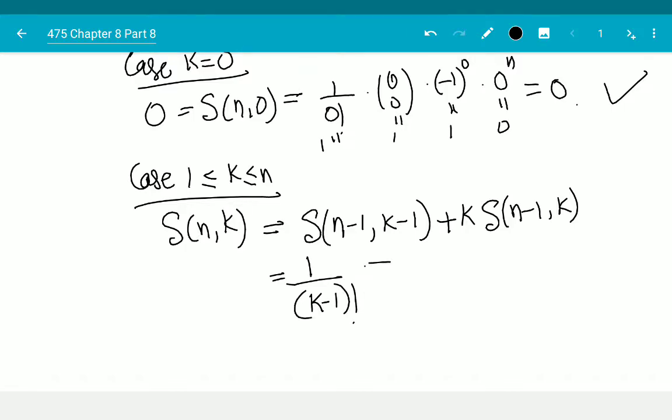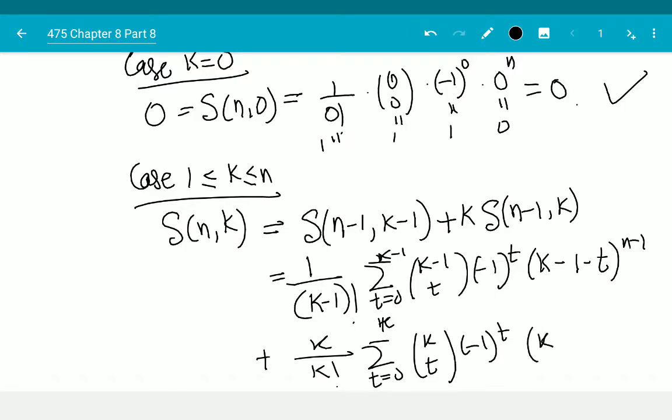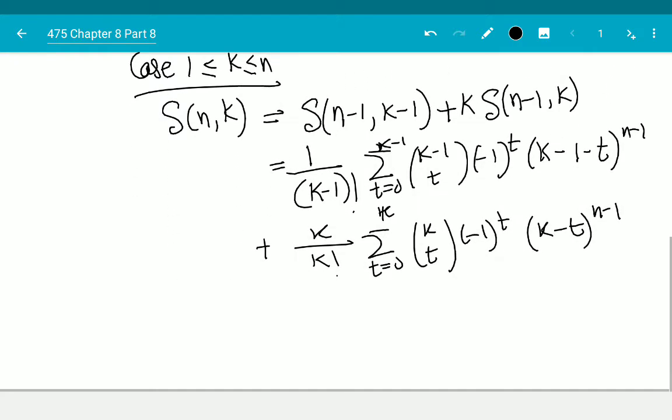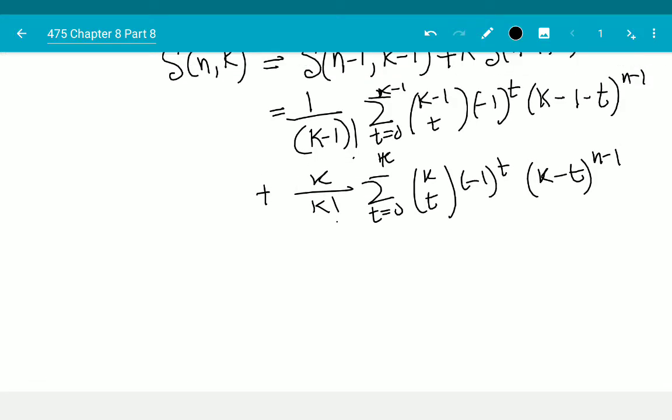Summation t = 0 to k minus 1, (k - 1 choose t), (-1)^t, (k - 1 - t)^(n-1), plus k over k factorial, summation t = 0 to k, (k choose t), (-1)^t, (k - t)^(n-1). Okay, both of these are to the power n minus 1, but one of them has k minus 1 choose t and k minus 1 minus t, the other has k choose t and k minus t.